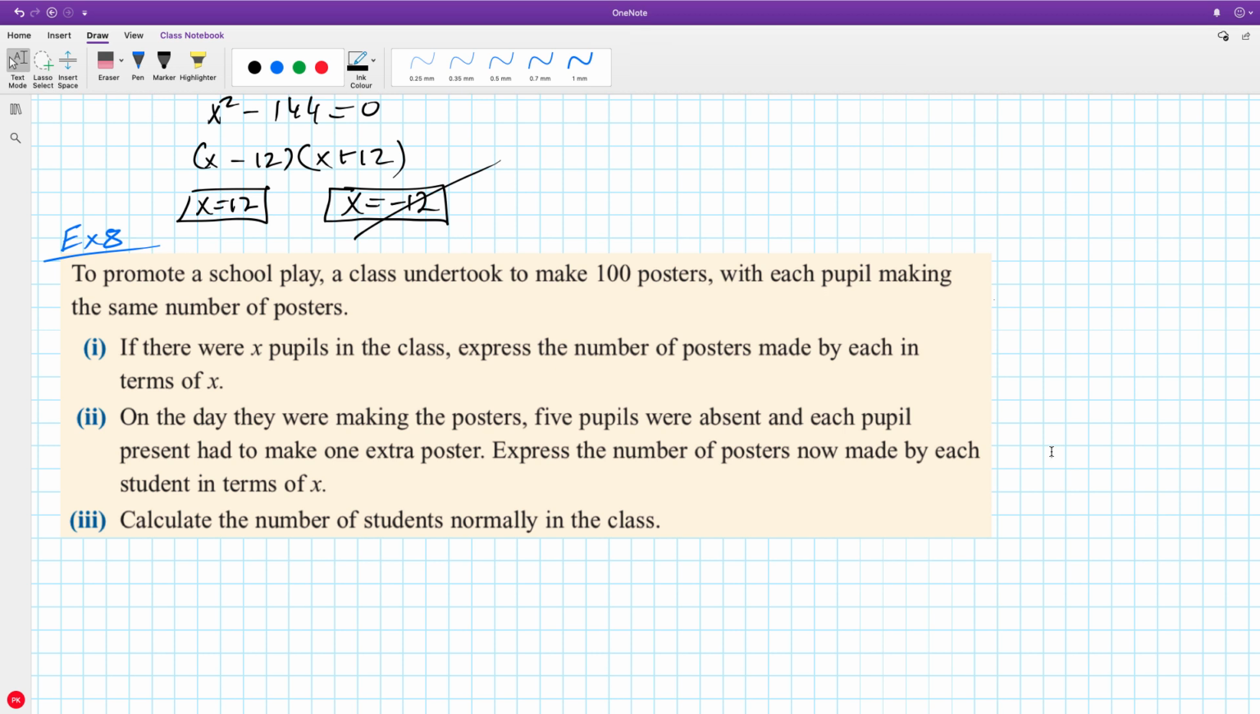A school play: a class undertook to make 100 posters with each pupil making the same number. There were x pupils in the class, and they even tell us what x is. So your first equation is the number of posters made by each in terms of x.